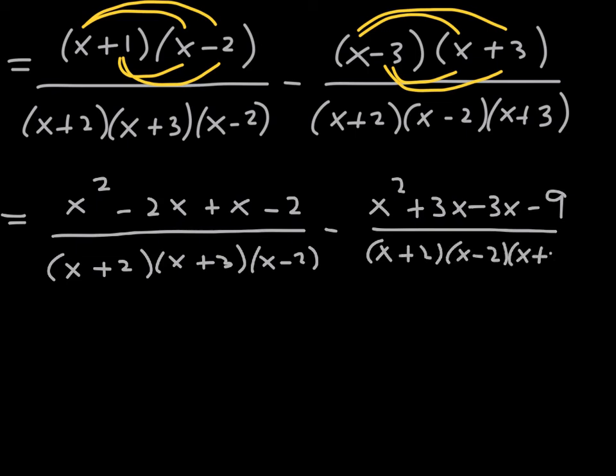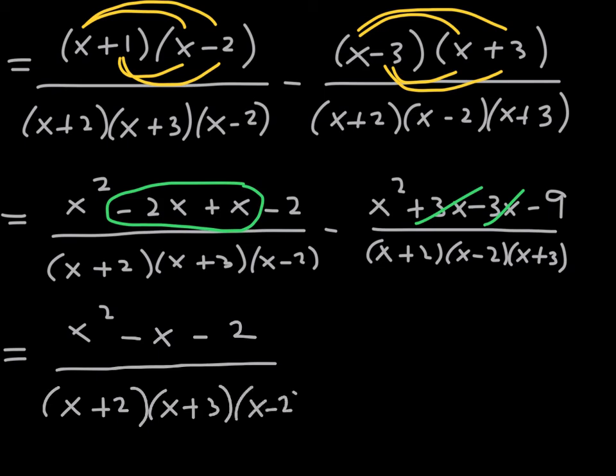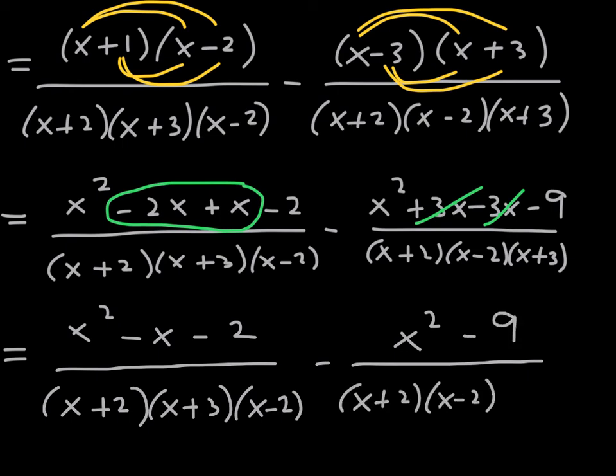Okay. Let's combine like terms now. And the like terms I'm talking about are these. These are like terms. Over here, these just cancel because they're opposites, right? So then what you're left with is x squared minus x minus 2 over the LCD. And over here, you're left with x squared minus 9 over the LCD. Alrighty. Okay, cool. Let me move this up more.